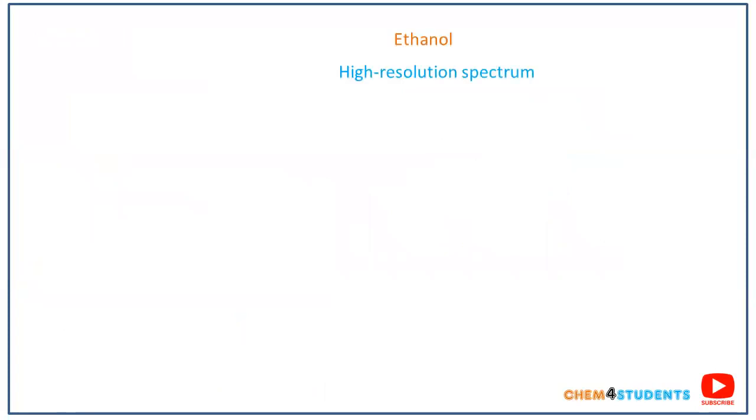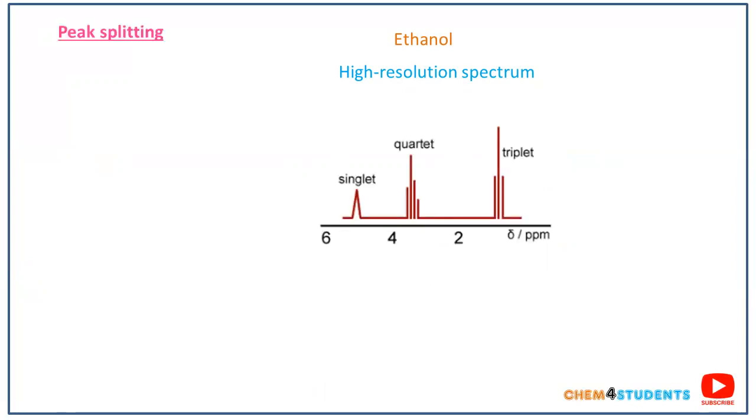If you take ethanol in a high resolution spectrum, what happens? Here we can see the peak splittings, but we cannot see this peak splitting in a low resolution spectrum. We can get it only in a high resolution spectrum. So how can we calculate this peak splitting? We have to follow the n plus 1 rule. What is n here? n is the number of neighboring protons present in the compound.